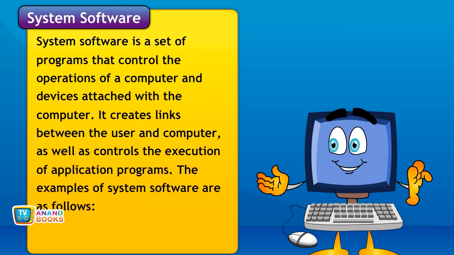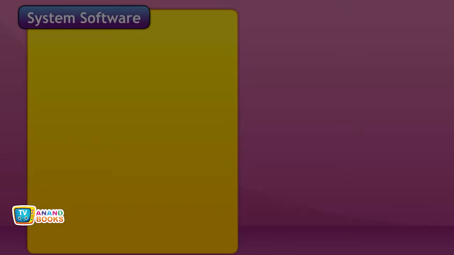System software is a set of programs that control the operations of a computer and devices attached with the computer. It creates links between the user and computer, as well as controls the execution of application programs. The examples of system software are as follows.